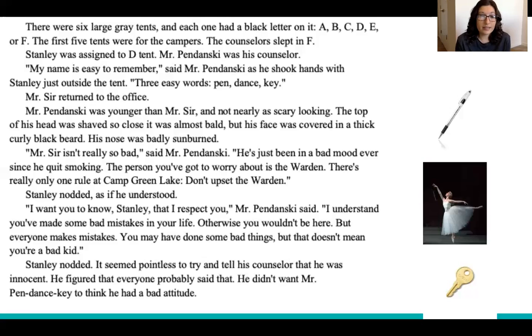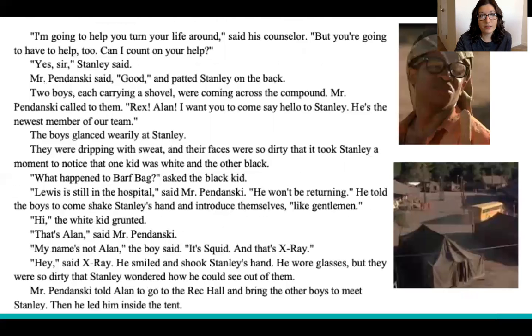Stanley nodded. It seemed pointless to try and tell his counselor that he was innocent. He figured that everyone probably said that. He didn't want Mr. Pendanski to think he had a bad attitude. "I'm going to help you turn your life around," said his counselor, "but you're going to have to help too. Can I count on your help?" "Yes, sir," Stanley said. Mr. Pendanski said, "Good," and patted Stanley on the back.